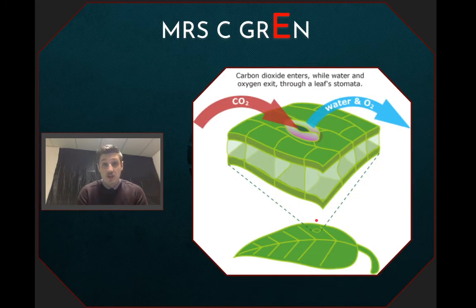And finally, excretion. As I said, we excrete CO2 as one of our waste gases. Plants excrete oxygen as one of theirs. But it is an example of excretion through their leaves here. You can see through their stomata.